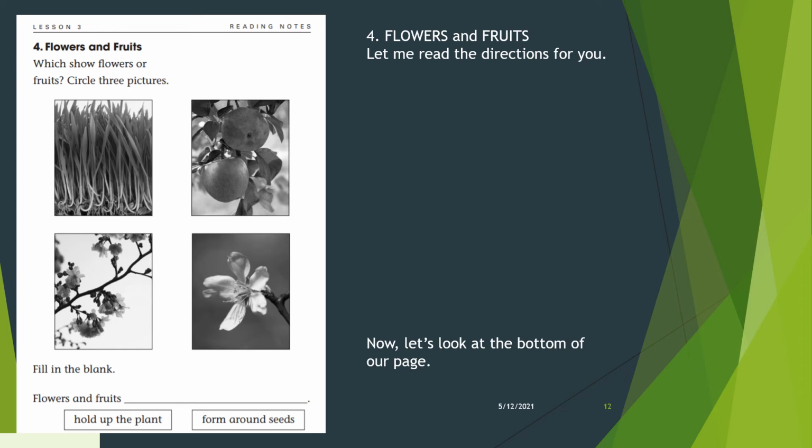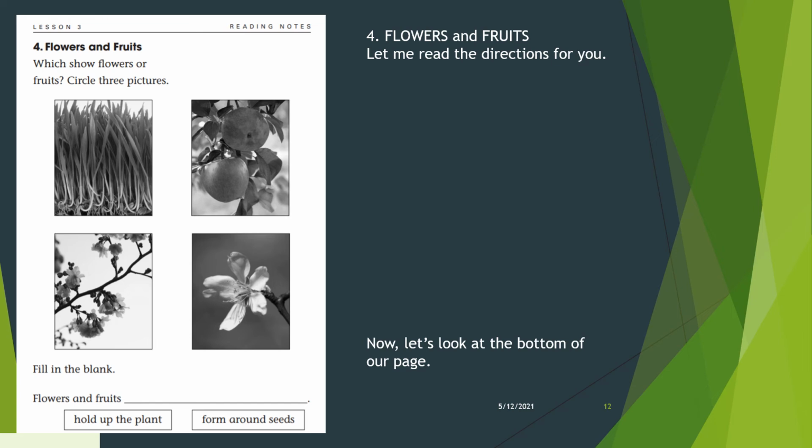Now let's look at the bottom of our page. Fill in the blank. Flowers and fruits blank. Hold up the plant. Form around seeds. Which one is correct? Flowers and fruits hold up the plant. Form around seeds. Write the correct words on the line.